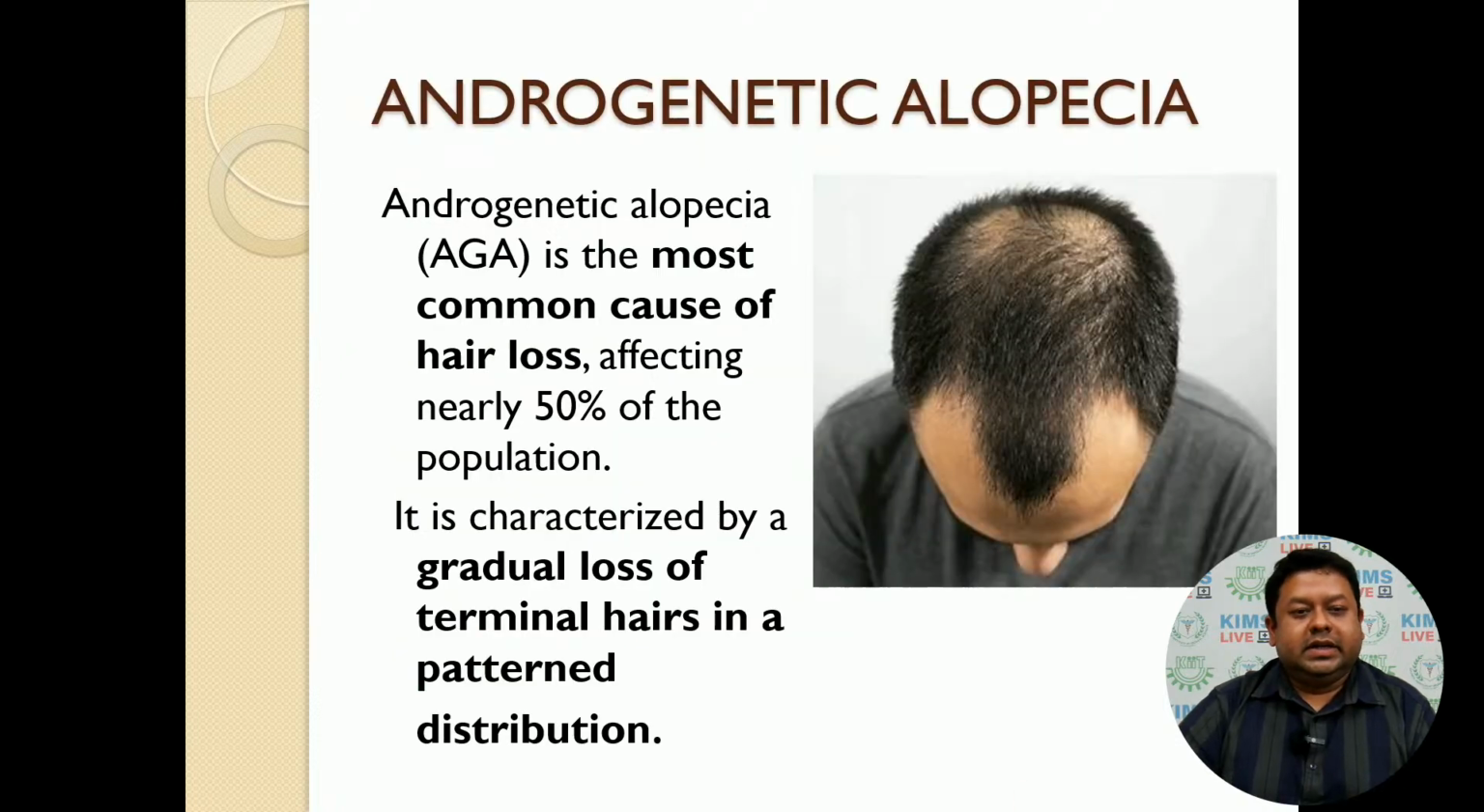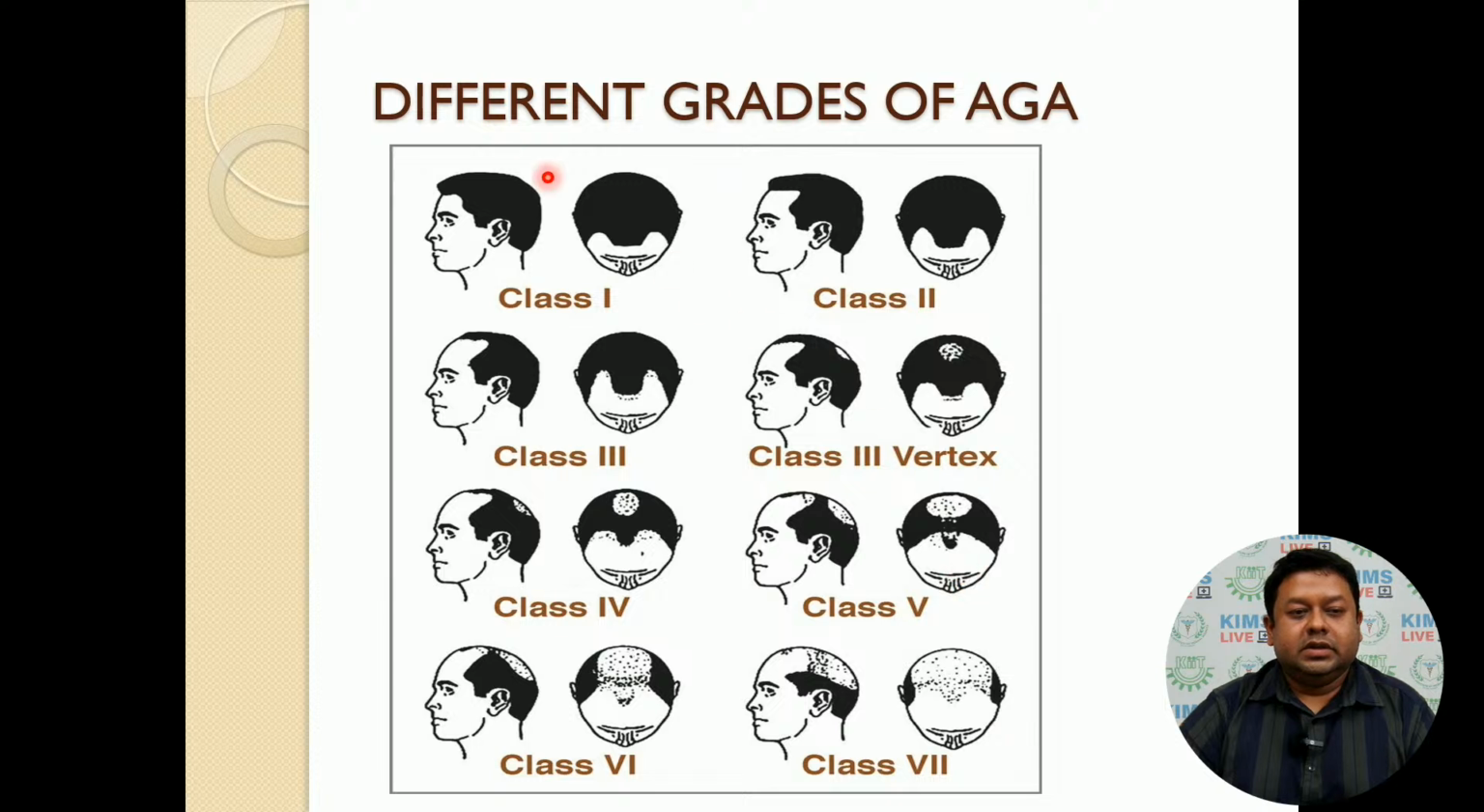Then coming to the androgenetic alopecia, it is the most common cause of hair loss affecting nearly 50% of the population. It is characterized by gradual loss of terminal hairs in a pattern distribution. The pattern is such: the first grade usually affects the temporal areas like this, then going progressively they go deeper into the frontal, mid-frontal and the vertex area, and lastly the highest grade where there is complete baldness of the frontal, mid-frontal and vertex area of the scalp, which is called baldness.